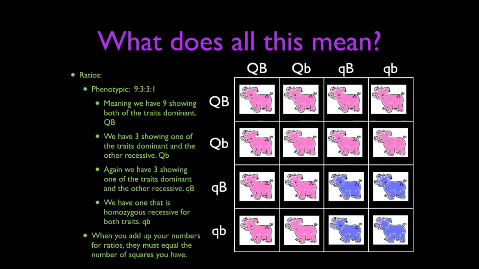So for this slide, I pretty much described it earlier. Again, you're going to have a 9-to-3-to-3-to-1 ratio, meaning we have 9 showing both traits dominant, big Q, big B. 3 showing one of the traits dominant and the other recessive, big Q, little b. Again, 3 showing one of the traits dominant, the other recessive, in this case, little q, big B. And we have one that is homozygous recessive for both traits. When you add up your numbers, again, it has to equal 16. If you do not end up with a 9-to-3-to-3-to-1 with a heterozygous dihybrid cross, I know that's a lot of big words, you have done something wrong and you need to go back and check your work.